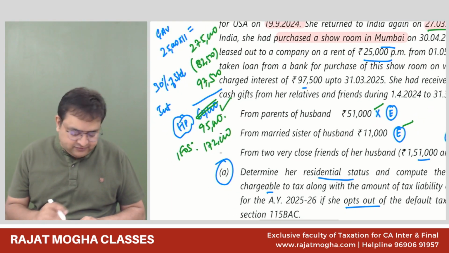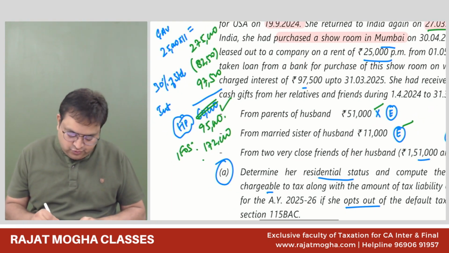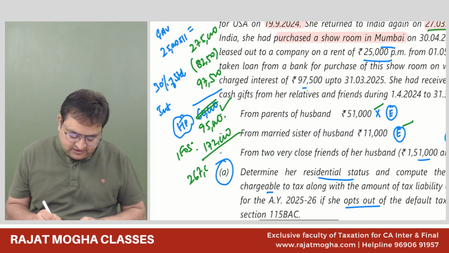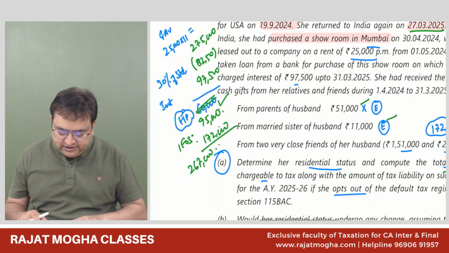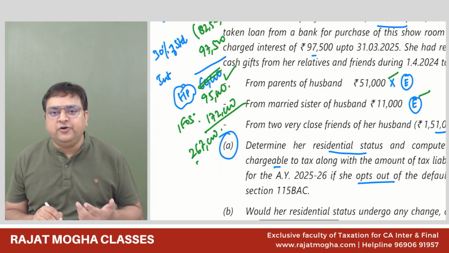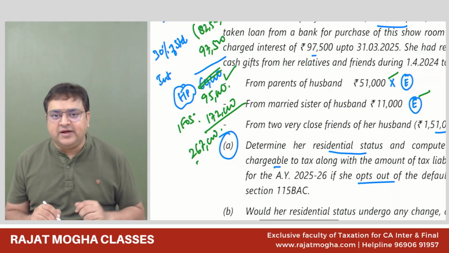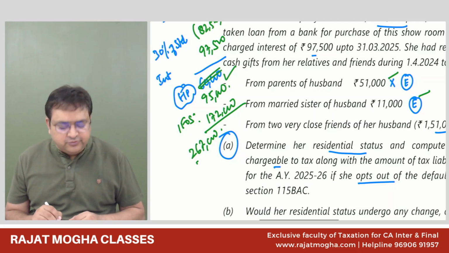So 95 plus 172 is 2,67,000. And we need to compute the taxes also. And taxes, you can compute that the limit, she is following optional regime. So 0 to 2.5 lakh nil, 2.5 lakh to 5 lakh, 5%. You can calculate the taxes.